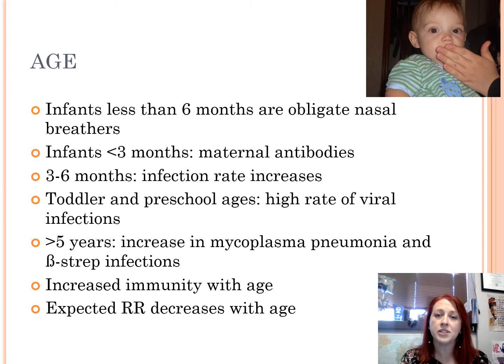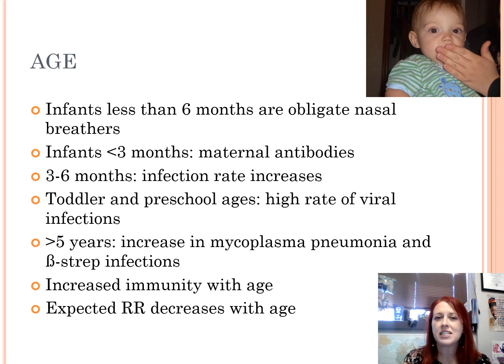Once they hit 3 to 6 months of age, we do start to see a significant increase in infections. They've lost some of that maternal antibody protection that they had for those first few months. If they are continuing to breastfeed, there is some continued passive immunity. Toddlers and preschoolers just get really sick all the time. Their immune system is learning how to fight off those viruses. It's building those antibodies, and it's a good thing. It's an important part of their immune system at that point, but it does mean that they get sick all the time with colds and coughs and respiratory illnesses.